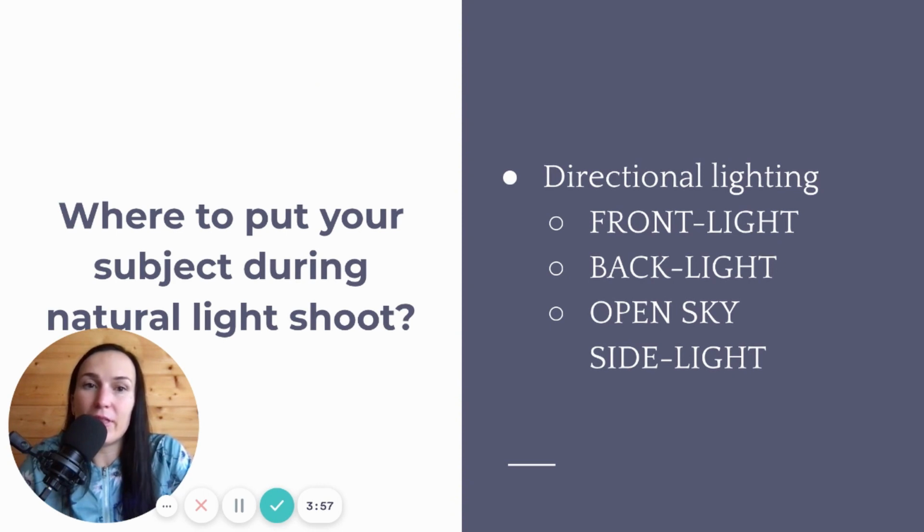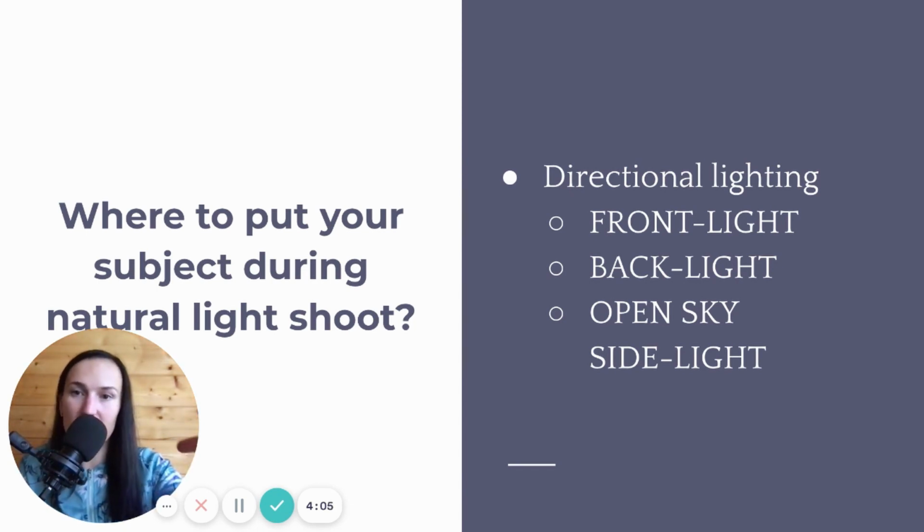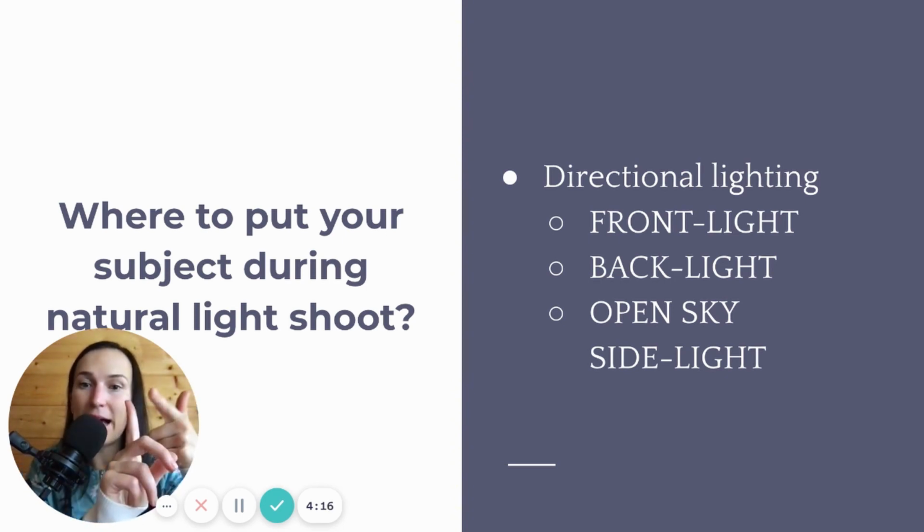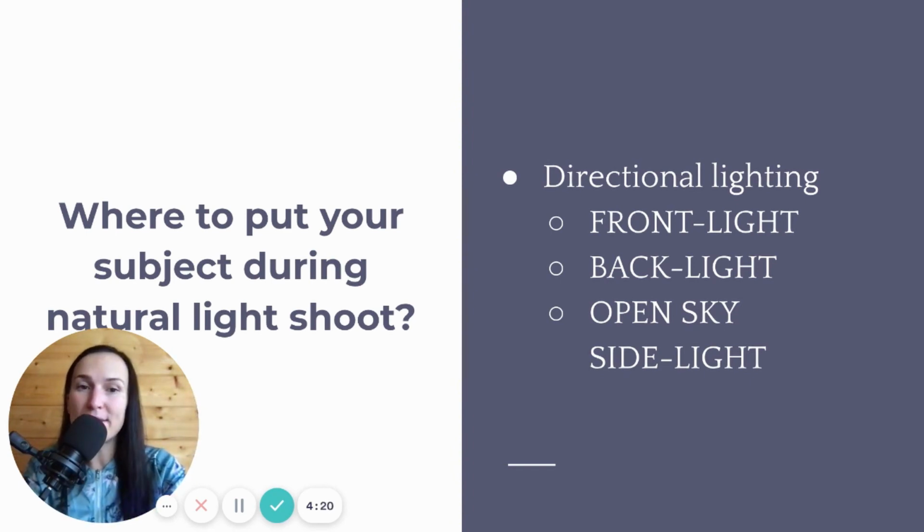Another thing you always have to think about is where you put your subject, the dish, the food, during your photo shoot. What you have here is different kinds of light. You can have front light, backlight, or side light. And the open sky, obviously if you're shooting outdoors.